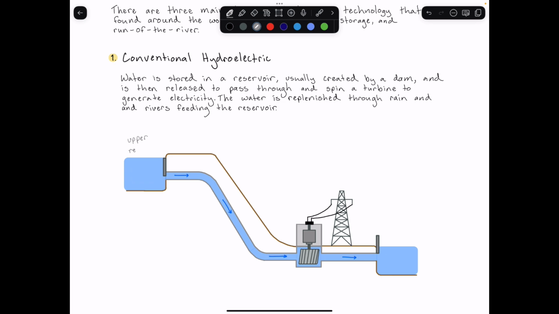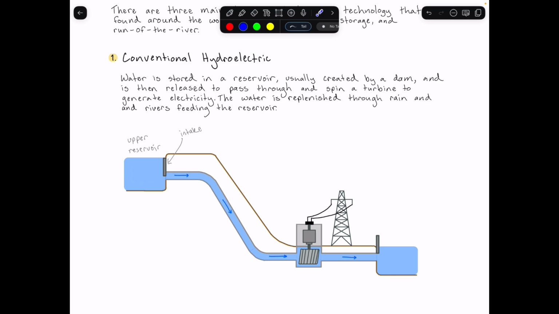Upper reservoir. So the upper reservoir stores water at a high location. So it's storing water that has gravitational potential energy. And then there's this little gray bar here, and this is the intake.